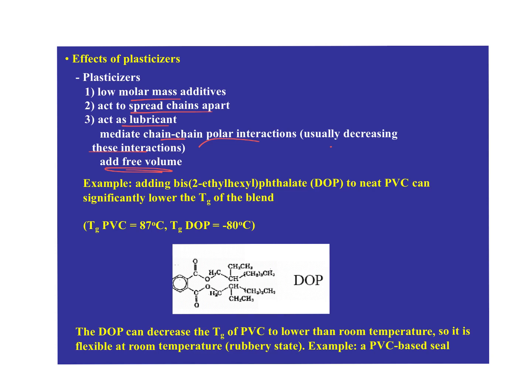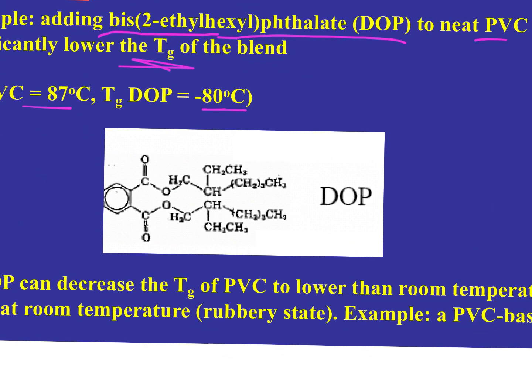And so the one we always talked about, ethyl hexyl phthalate, diethyl phthalate to neat PVC, can significantly lower the glass transition of that particular material. So normally it's 87 for the diethyl phthalate. Ethyl hexyl phthalate is minus 80, and I don't know if you've seen these structures before, but this is the picture of this particular phthalate.